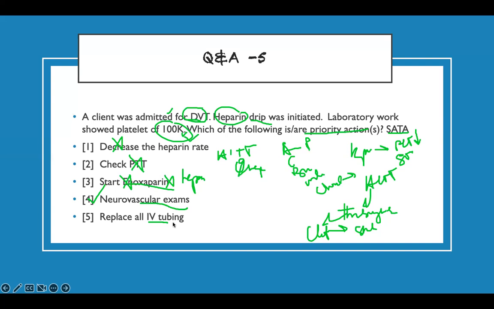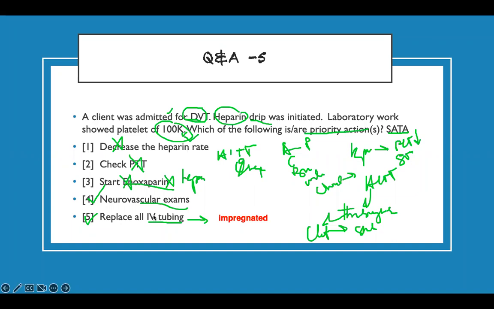Replace all IV tubing. This is true. Most IV tubing have what we call heparin impregnated, so impregnated with heparin. So you have to stop most of them, all of them, and change it to non-heparin impregnated tubing. And so this is the answer choice. It's right. So I'm going to pick that one. And that's how you can eliminate the others.